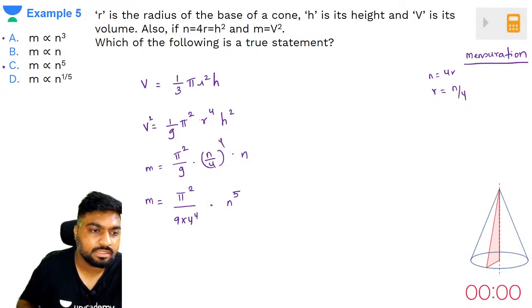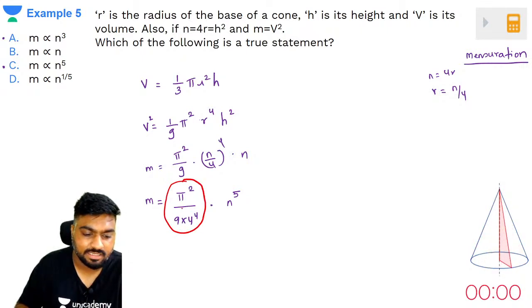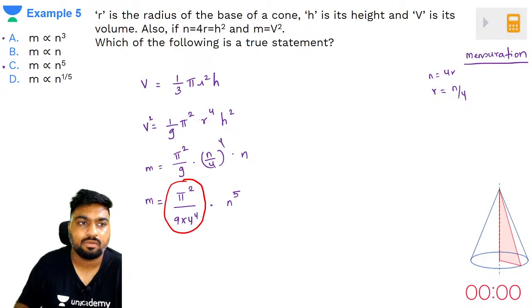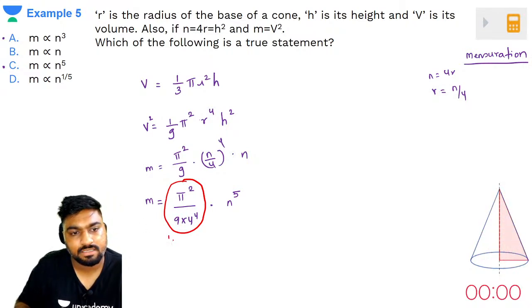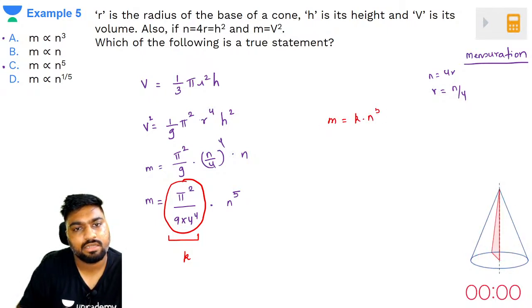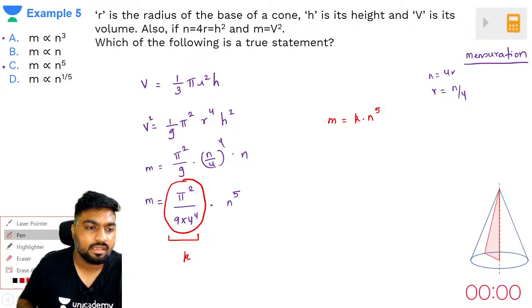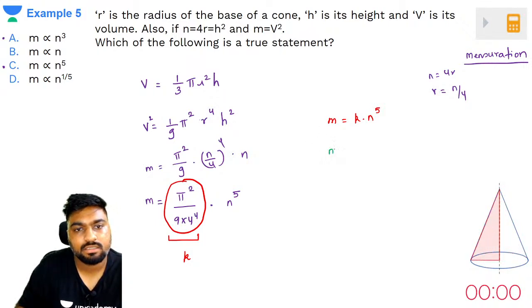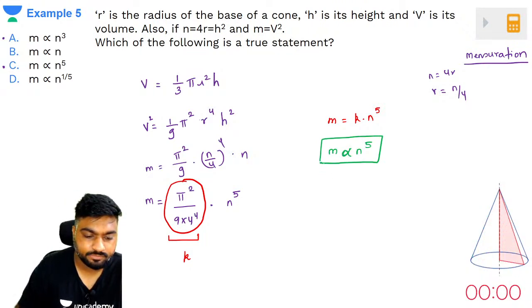Now what do you know? This entire thing is a constant value. This value will not change with respect to radius or with respect to height, whatever. So if this is a constant, then what do you get? M is equal to a constant into n to the power 5. Or in other words, the value of m is directly proportional to the fifth power of n. That's it. Cool?